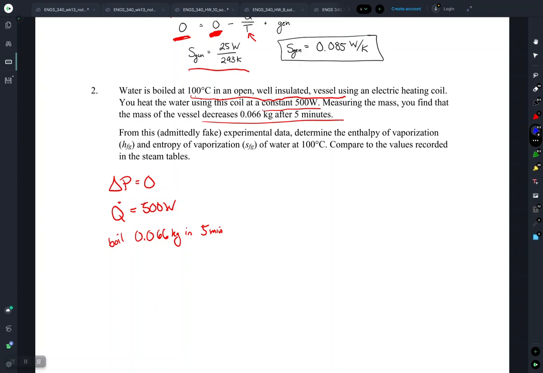So how do we do this? Well, we have a 5-minute experiment, so we want to find the total amount of heat. So Q is 500 watts times 5 minutes times 60 seconds per minute. So this would give us 150 kilojoules of heat. That's how much heat we're putting into the system.